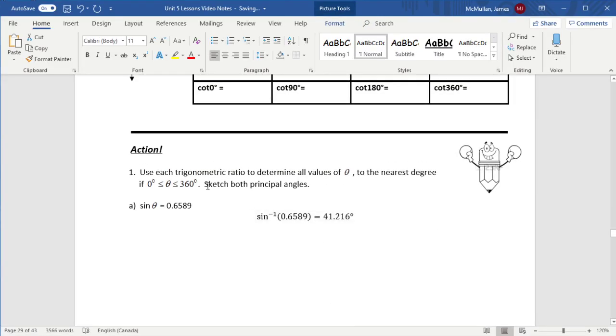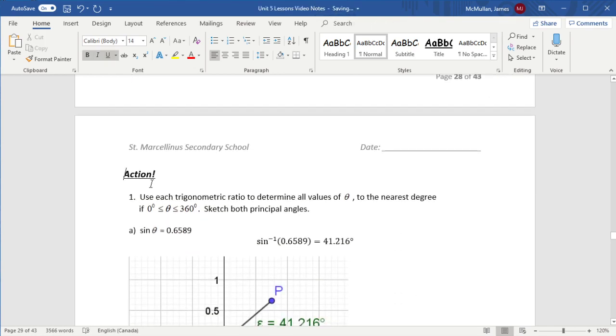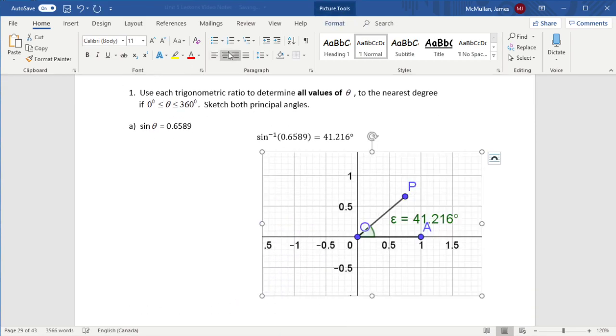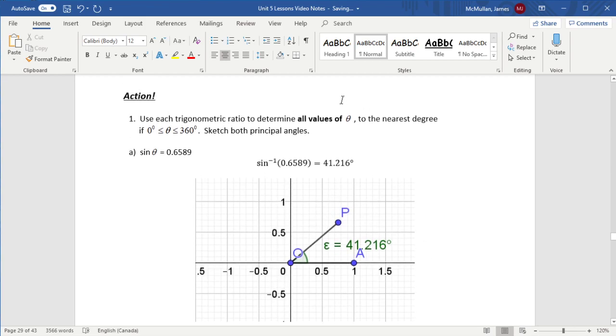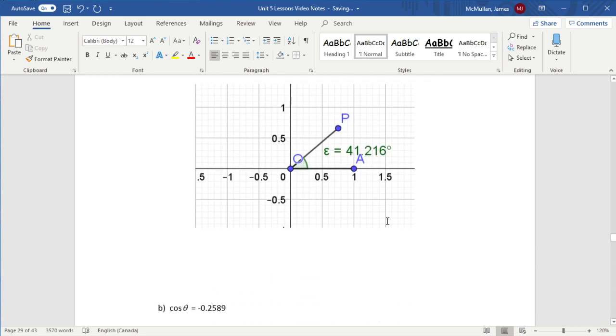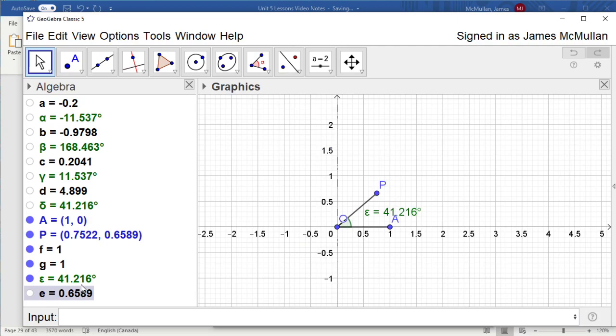Now, when I go back and read this again, it says use trigonometric ratio to determine all values of theta. Well, what do you mean all values? Why is there more than one value? We found one. And then it says sketch both principal angles. So, wait a second, there are two answers? Whenever you inverse sine or inverse cos or inverse tan something? How is that possible? Let's go back for a second and think about another angle that would be related.